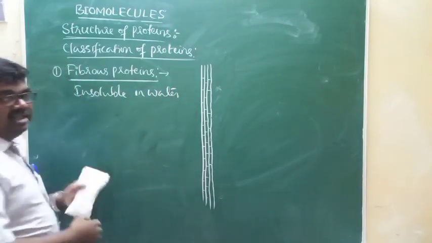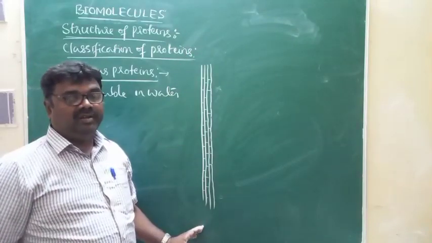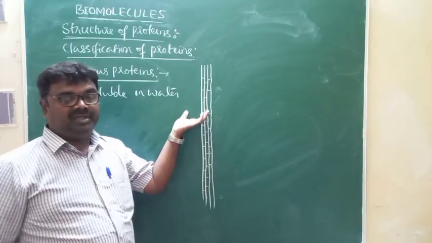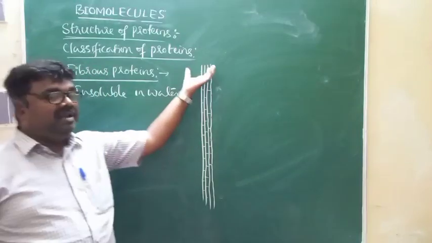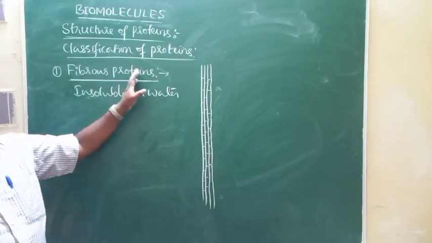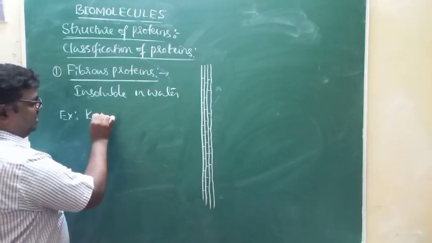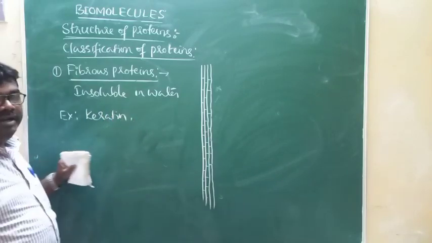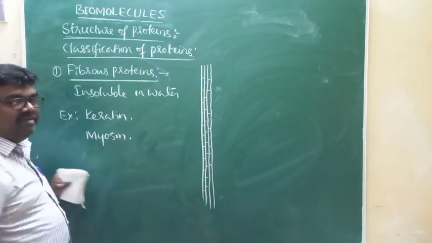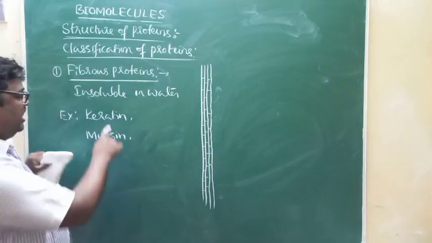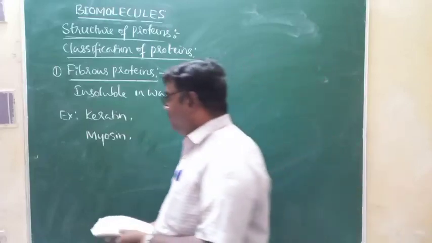In fibrous proteins, the linear thread-like polypeptide chains run parallel and are held together by hydrogen bonds and disulfide linkages to form fiber-like structures. Because of these fiber-like structures, fibrous proteins are insoluble in water. An example of a fibrous protein is keratin, one of the proteins found in hair and nails. Myosin is one more fibrous protein, found in muscles. Keratin and myosin are the examples for fibrous proteins.